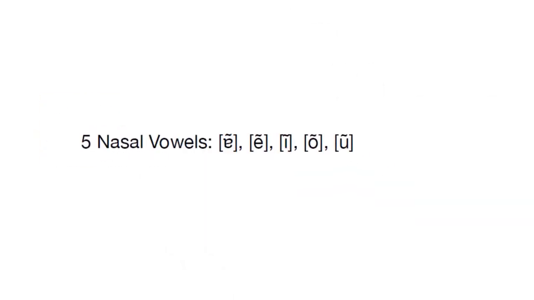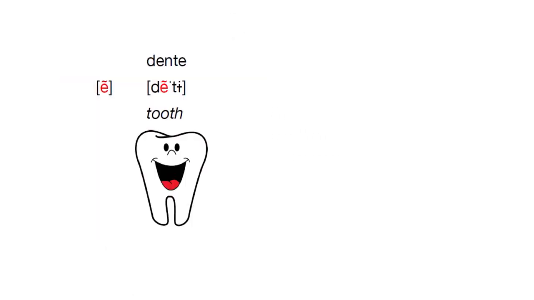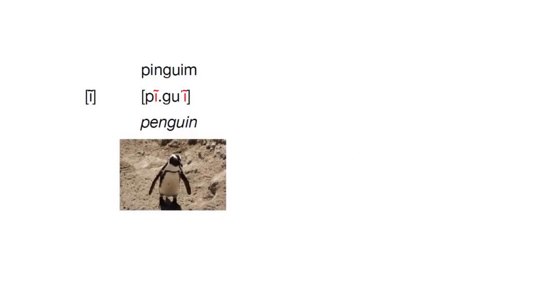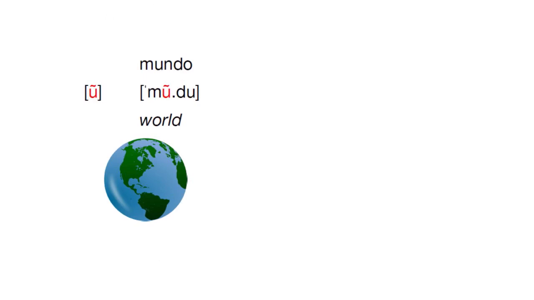We then covered 5 nasal vowels, which all took tongue positions from vowels we already covered, and then allowed air out of the nose to change their sound. There was as in maçã. This one had the tongue position of A. Then came E as in dente, which had the tongue position of E. Then there was in as in pinguim, which had the tongue position of E. Then O as in bomba, which had the tongue position of O. And last, as in mundo, which had the tongue position of U.